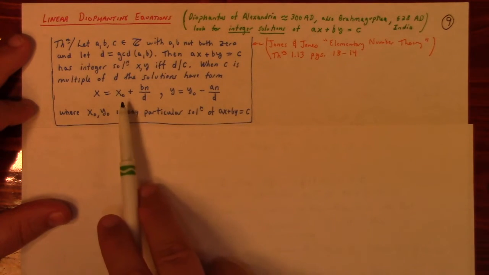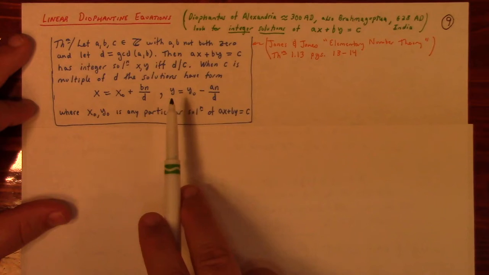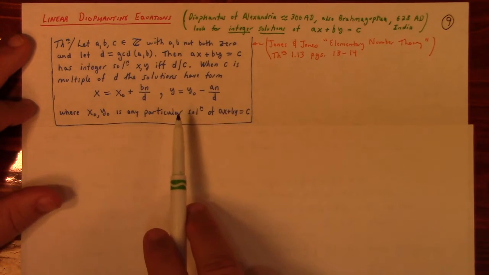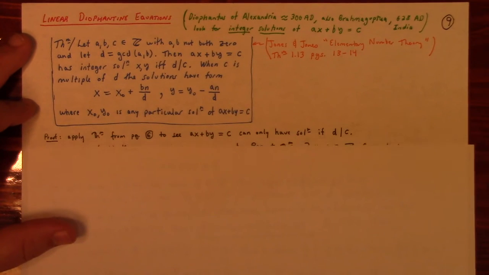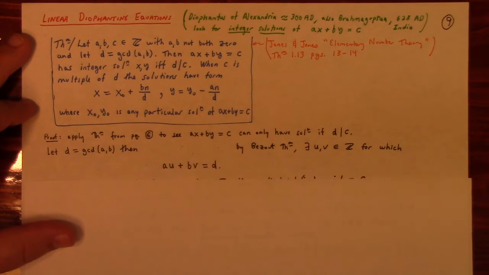Now, we know how to find a particular solution using, for example, the Euclidean algorithm, essentially. So let's see how that goes. All right. Well, I guess first I owe you a proof. So here's the proof.